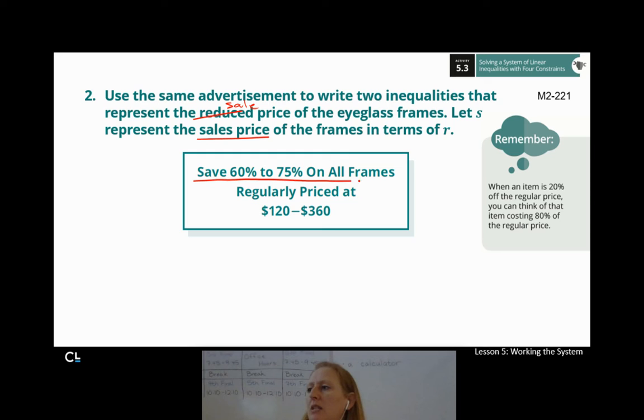So we know we're saving 60 to 75% on our frames. Go ahead, hit pause, give it some thought, see what you can write out, what you can come up with, and then hit play when you're ready to check your work. There is a hint off to the side on the screen there. Hit pause, then hit play when you're ready to keep going.